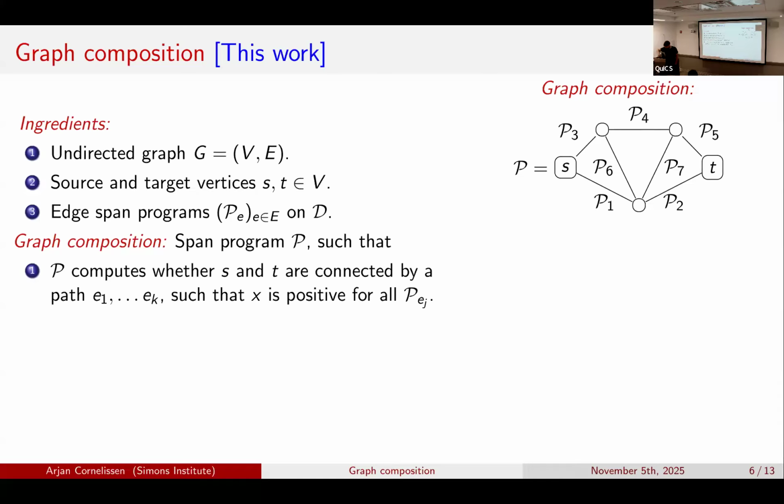I'm sorry, could you remind me, how do you have a notion of positive and negative for a given span program? Right.